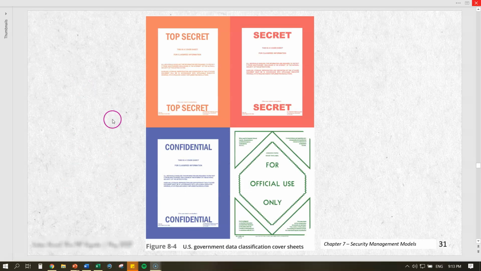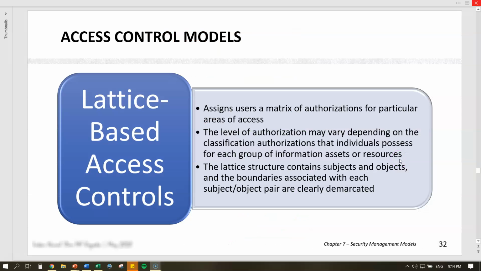So this is the example of US government data classification cover sheets. The top secret, secret, confidential, and for official use only. So dalam dia punya information, dia kena letak cover dokumen kat depan sekali macam ni supaya orang boleh faham level of access control yang disenaraikan dalam dokumen tersebut.